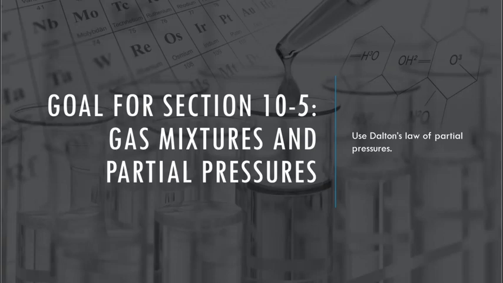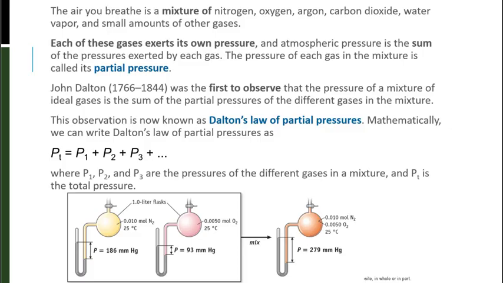The next section is about gas mixtures and partial pressures. The air you breathe is a mixture of nitrogen, oxygen, argon, carbon dioxide, water vapor, and small amounts of other gases. Each of these gases exerts its own pressure. And atmospheric pressure is the sum of the pressures exerted by each gas. The pressure of each gas in the mixture is called its partial pressure.